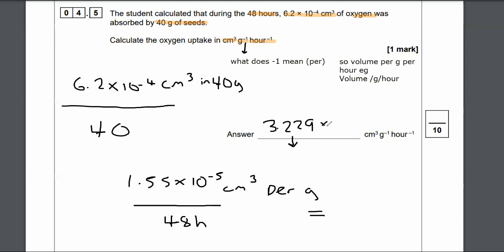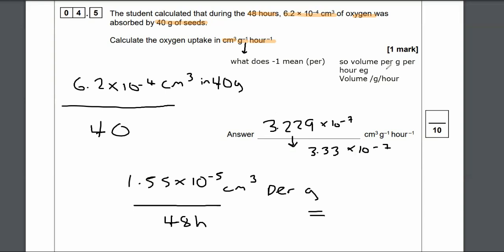So we can round that. And it's 3.229 times 10 to the minus 7. So we can round that to 3.3 times 10 to the minus 7, or 3.33 recurring times 10 to the minus 7.